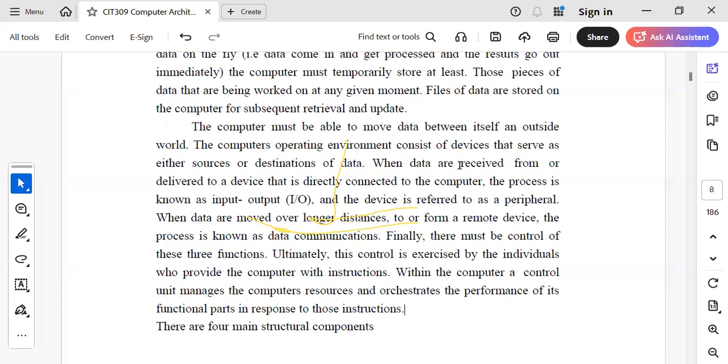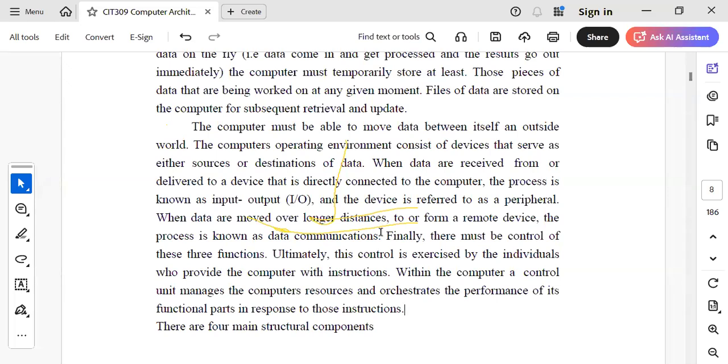When data are moved over longer distances to or from a remote device, this control is exercised by the individual. I would like you to hold on there.